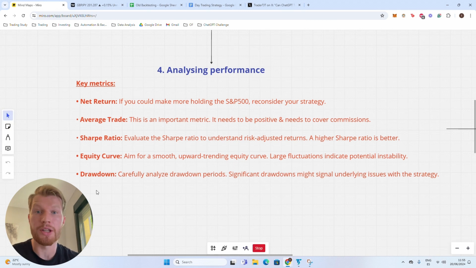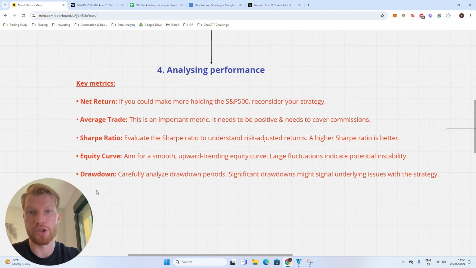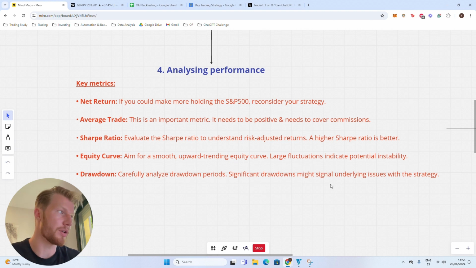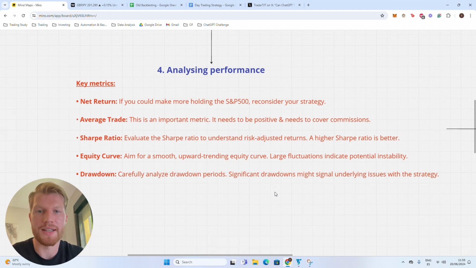Obviously you want it to be an upward equity curve, and ideally you want it to be smooth. You don't want it to have huge ups and downs. And then you want to carefully analyze the drawdown periods. If you have huge drawdown periods, generally that suggests that you may have a strategy that is not very good, right? Because if you have huge profits and then huge drawdowns, that's not great. You want something that's more smooth, more consistent than that, in my opinion.